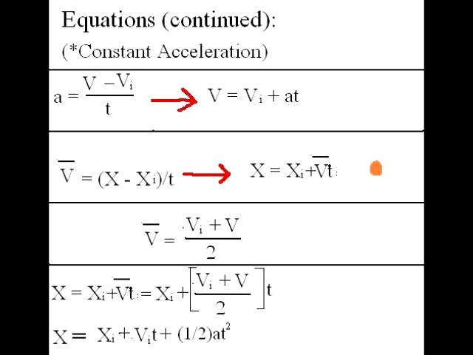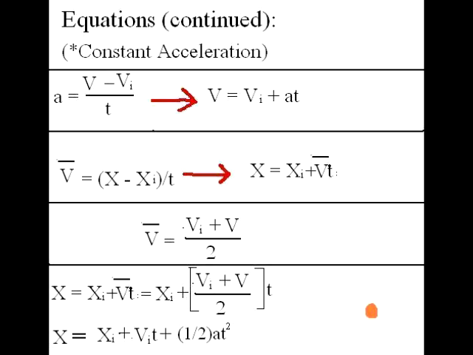Using basic algebra, we can determine that the final displacement is equal to x initial, displacement initial, plus the average velocity times time. The next equation shown below that is the average velocity equals v initial plus v final divided by 2. The last equation on this slide is pretty tricky.